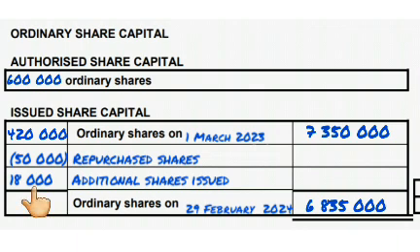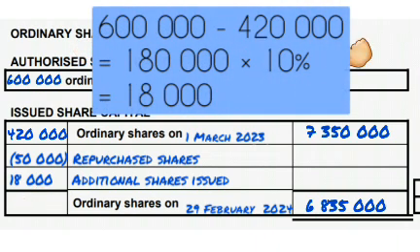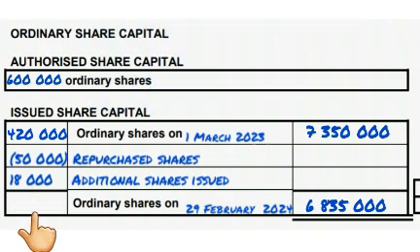Then the additional shares issued are supposed to be 10% of unissued. So we started with 600,000 authorized shares. We issued 420,000. So my unissued shares become 180,000 of them. Then I calculate 10% now of 180,000 shares, which is going to give me the 18,000 shares. That's how I got that 18,000. So you make sure that you read your statements carefully.